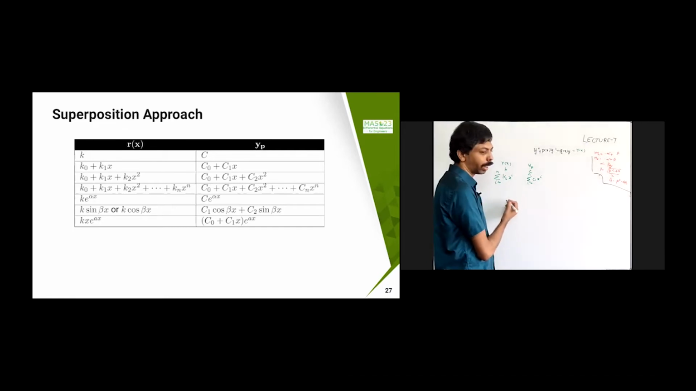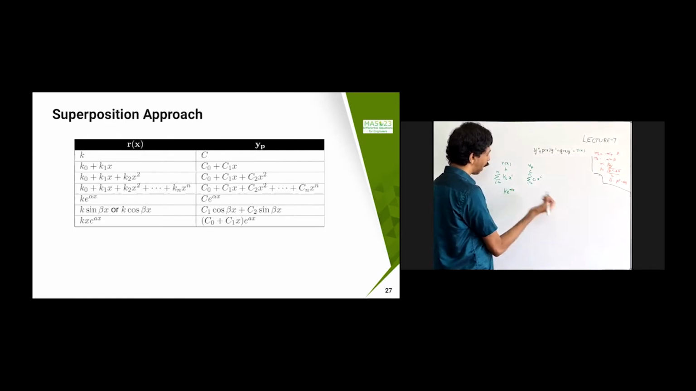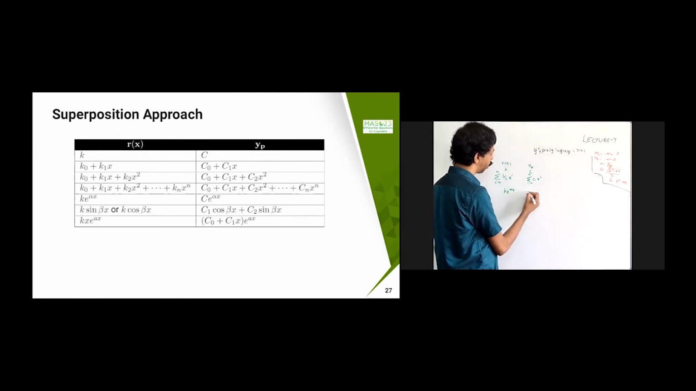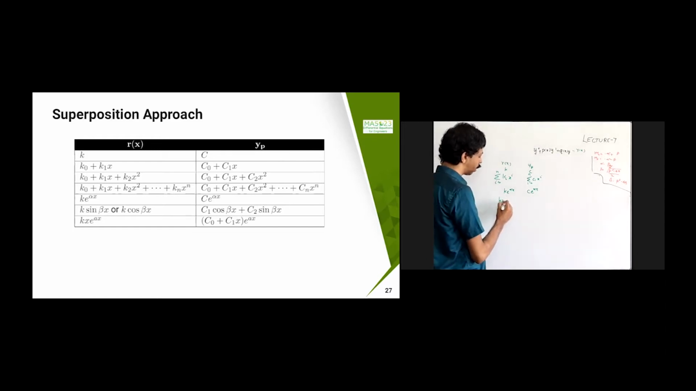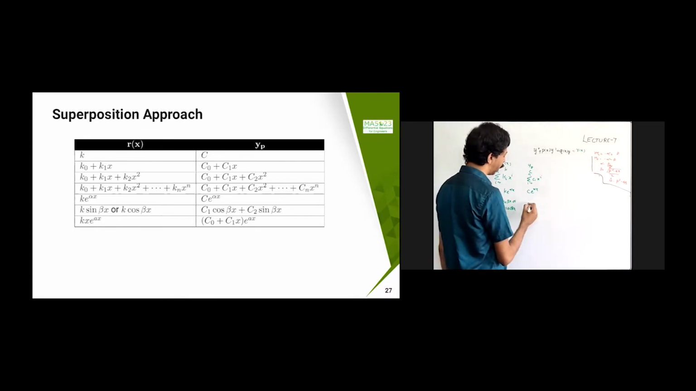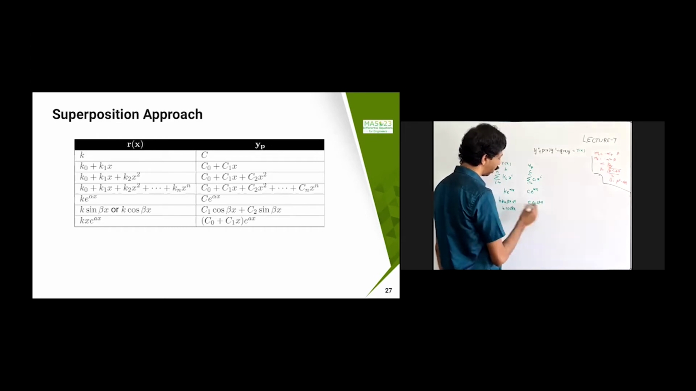Similarly, if you have k e power alpha x, in that case also you can take y_p as c e power alpha x, where c is some other constant. Once again substitute and find it. Suppose it is k sin beta x or k cos beta x. In this case you can put c1 cos beta x plus c2 sin beta x, either for k sin beta x or k cos beta x, or both.